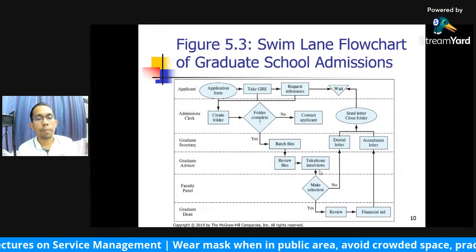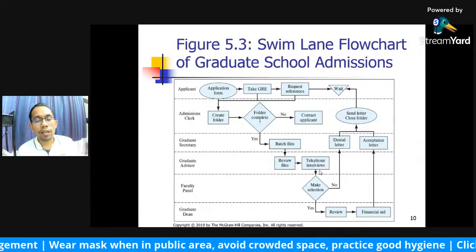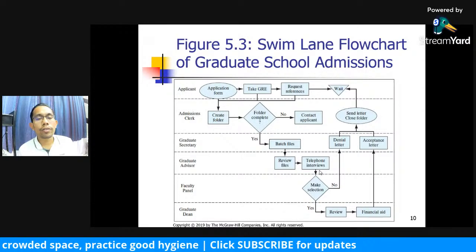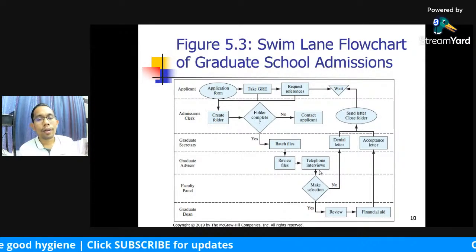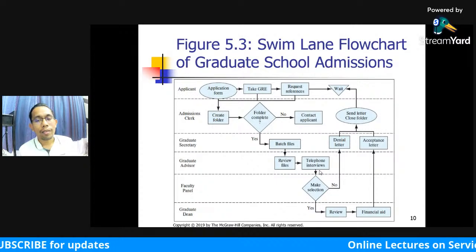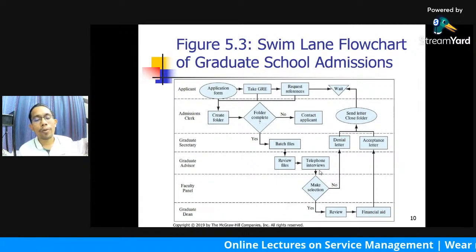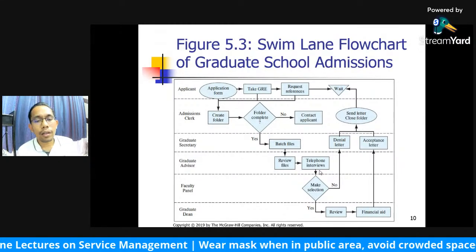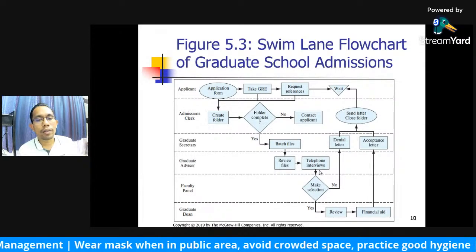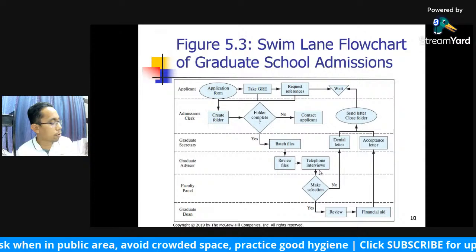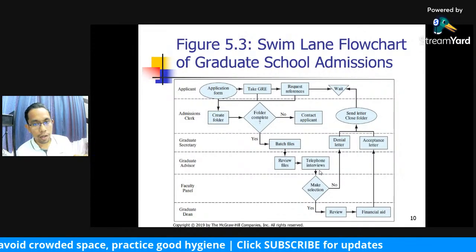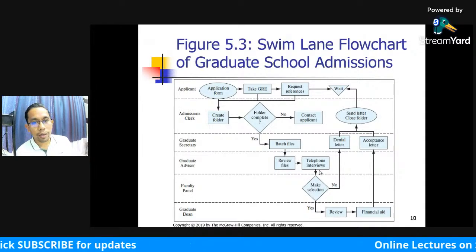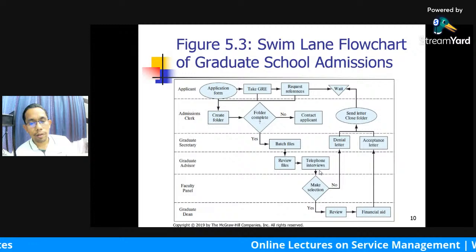From the application point, when you design the service, you have already proposed your initial idea last week. You should have the start and stop of your service point. Then we know where we go. The application form, for example here, goes to the admission class, then take the GRE, which is related to the graduate thing.